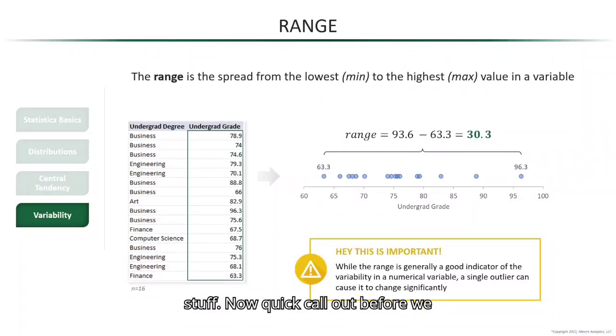Now, quick callout before we jump to Excel. While the range is generally a good indicator of the total variability in a numerical variable, please be mindful that a single outlier on either side, either the min or the max, can cause the range to change significantly. So let's jump to Excel and see an example.